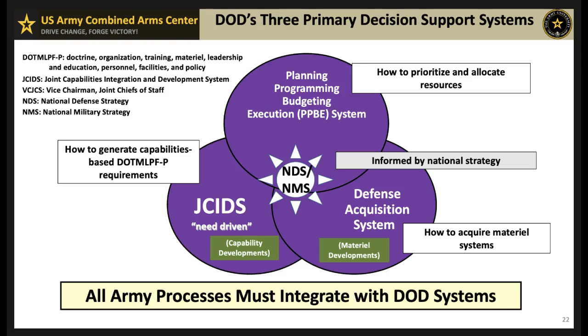This diagram outlines the Department of Defense's three primary decision support systems, which integrate Army processes with DoD systems. JCIDS. This system is need-driven and focuses on generating capabilities based on DOTMLPF-P, that's doctrine, organization, training, materiel, leadership and education, personnel, facilities, and policy requirements. It ensures that the Army develops the necessary capabilities.